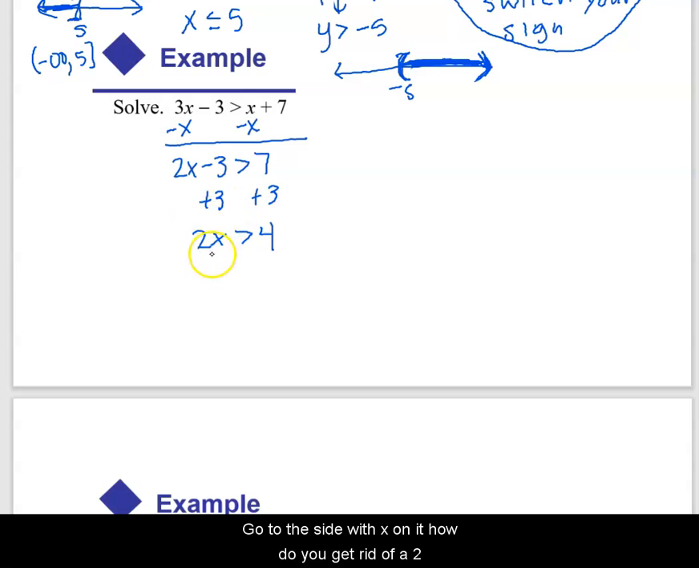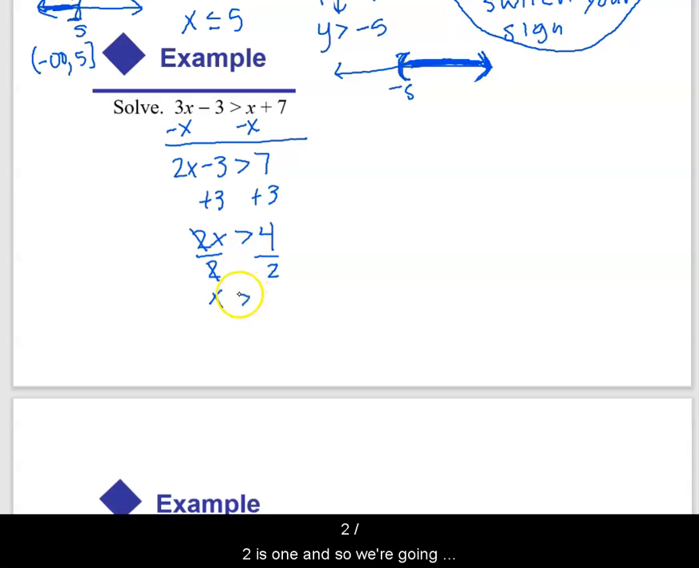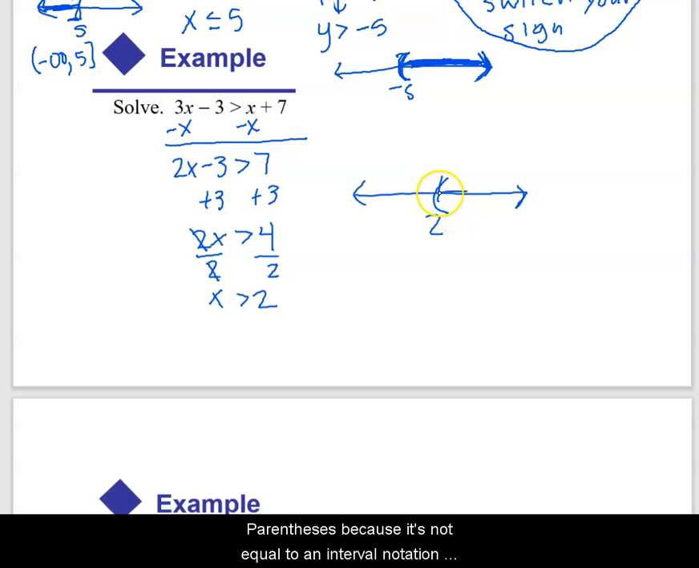Okay, go to the side with the x on it. How do you get rid of a 2 times x? Well, the opposite of times is going to be dividing, and we're dividing by 2. Now, if it had been a -2, this sign would need to switch. 10 divided by 2 is 5, and so we're going to get x is greater than 5. We want to graph that. We've got 5, parentheses because it's not equal to, and interval notation would be 5, right? If we read this from left to right, 5 to infinity.